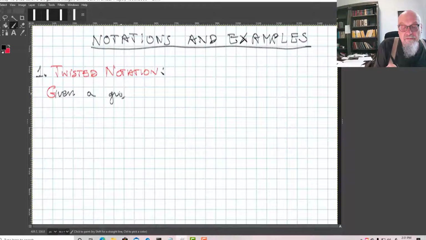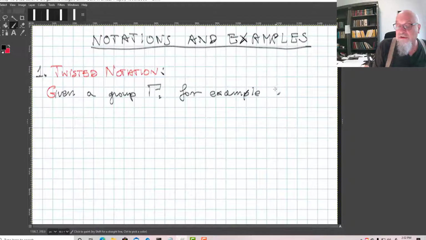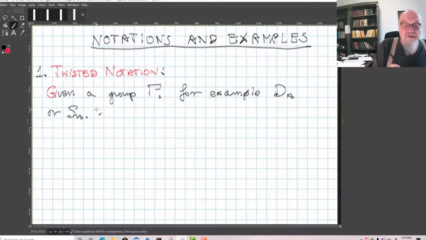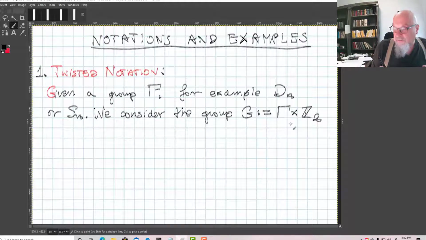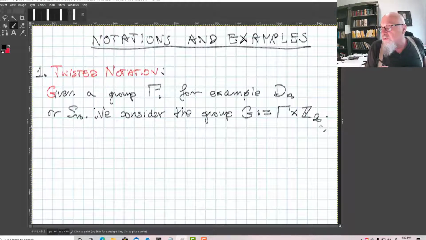a group, I call this group gamma. You can think about it, for example, take the group which is like a dihedral group of n-gon, or as a symmetric group that permutes n elements, and we are actually interested in the product group, and I call this group G. My group is just exactly gamma times Z2. That's the simplest case when this notation could be used.